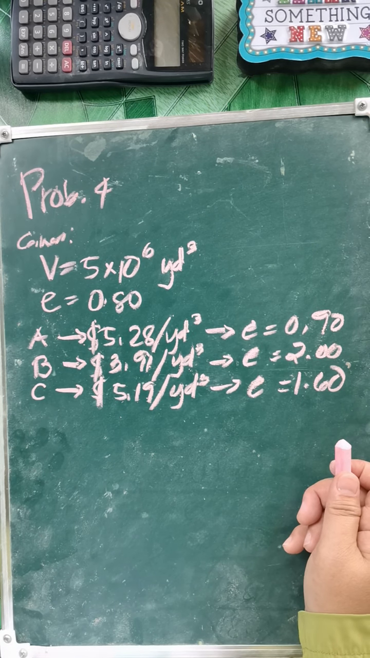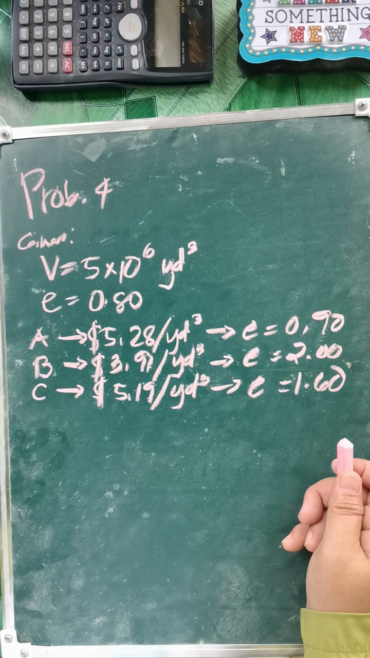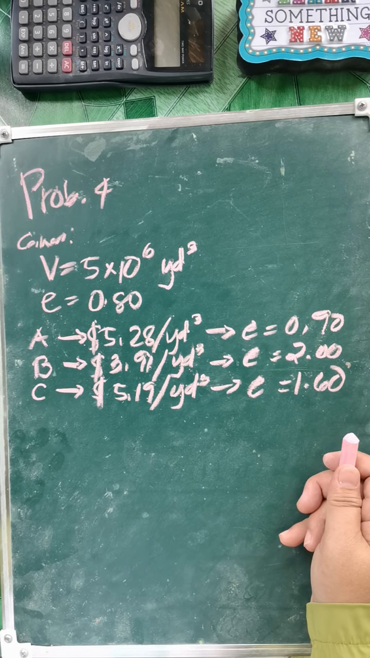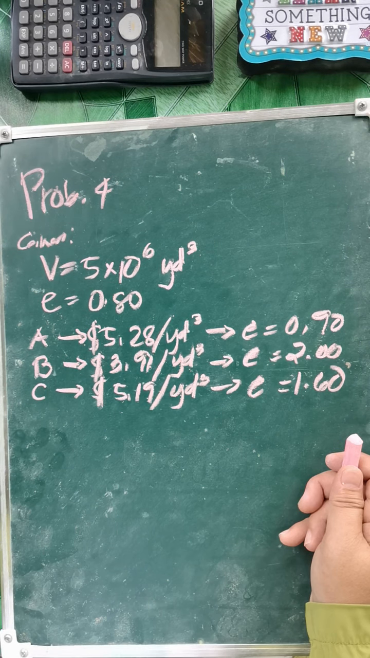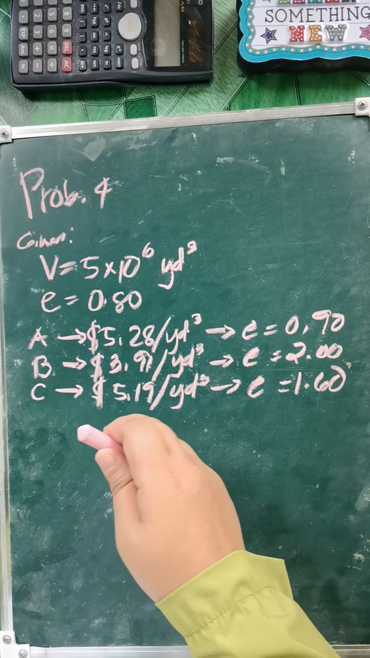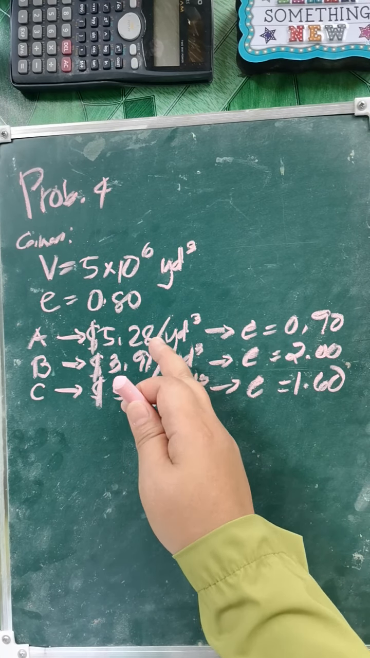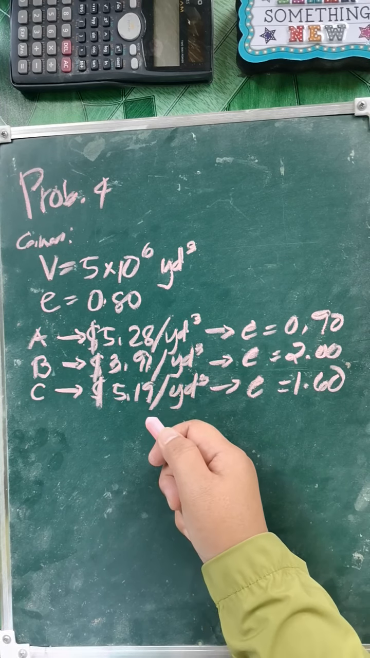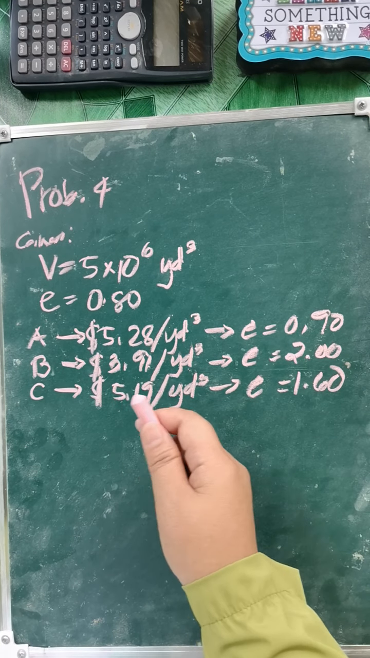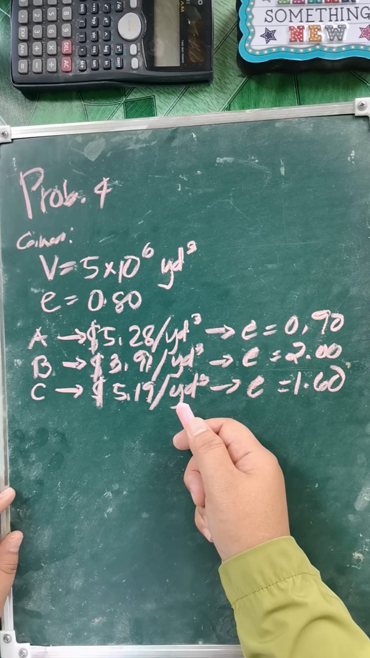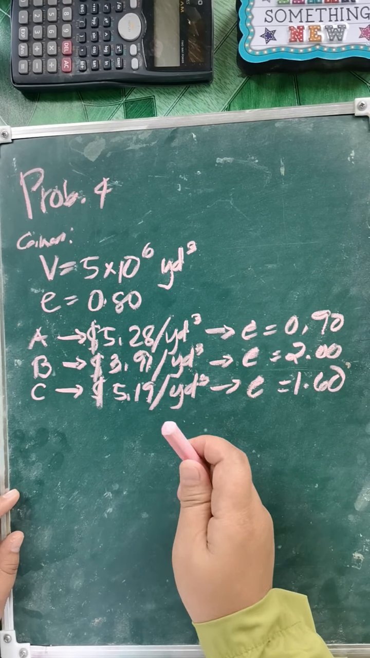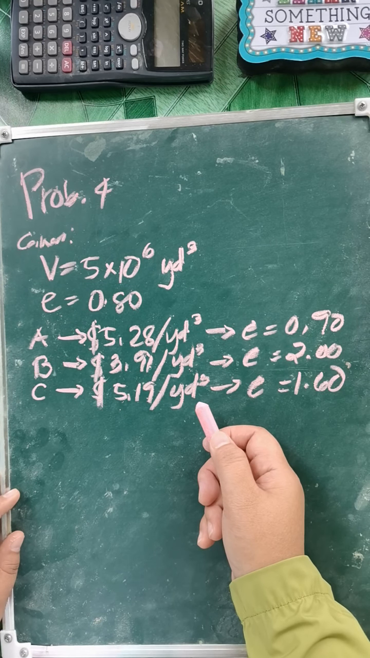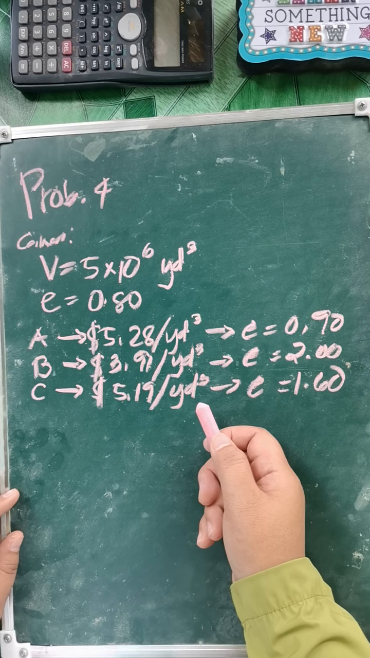1.60. So without considering the void ratio, it would appear that supplier B is cheaper than supplier A by $1.37 per cubic yard. So we're comparing this with A. If we look at the prices, supplier A has the most expensive price, and supplier B is the cheapest. Okay, so let's try to solve.